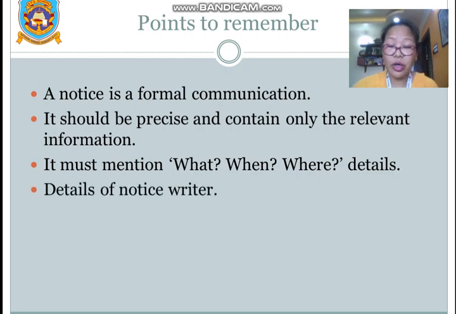Then one more important thing is, a notice must mention the details of the writer, the name and date on which the notice has been put up, the name of the person who has written the notice, the contact person, in case anybody wants to get back to the person who has put up the notice. And it is important, children, that we put the details of the notice writer, because a notice can be issued only by an authorized person, right? Anybody cannot just put up a notice, because it is a formal communication. So there is always an authorized person in an institution or any organization who can put up the notice, not everybody.